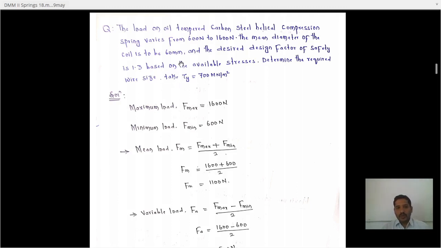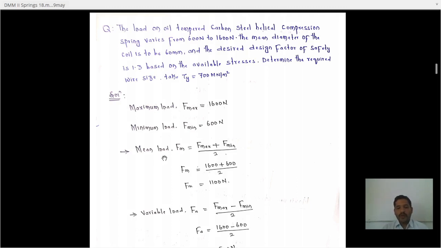Let us see. In this case, the carbon steel helical compression spring load varies from 600 to 1600. The minimum load acting on the helical spring, F minimum, is 600 Newton. The maximum load, F max, acting on the helical spring is 1600 Newton. First of all, we need to find the mean load.